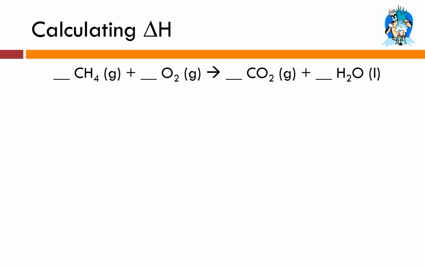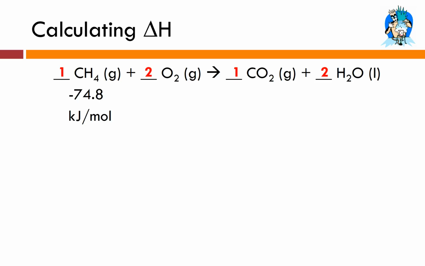So let's look at calculating the change in enthalpy for this reaction. We've got CH4, which is methane, reacting with oxygen to create carbon dioxide and water, a combustion reaction. First thing you want to do is go through and balance it. So hopefully by now balancing has become kind of second nature. We get these coefficients.